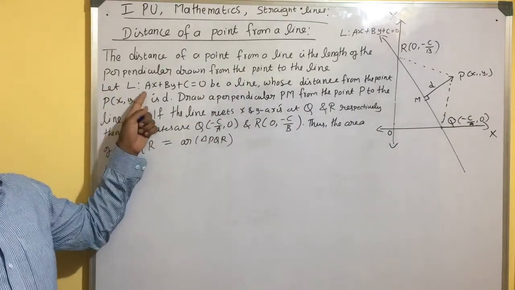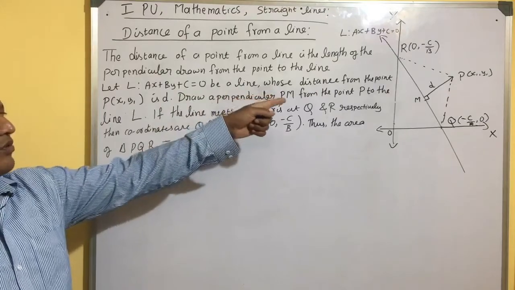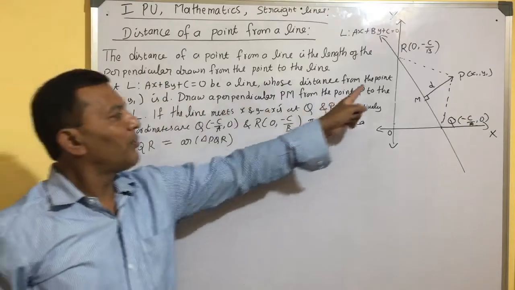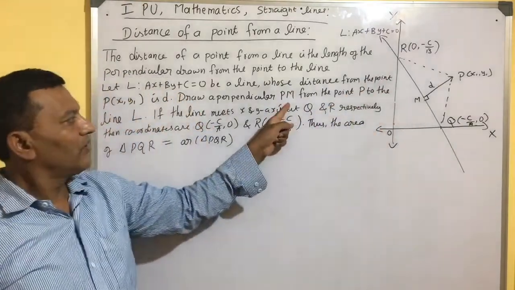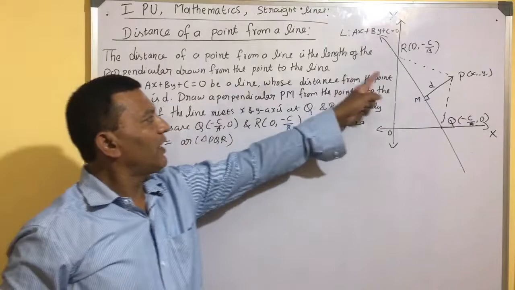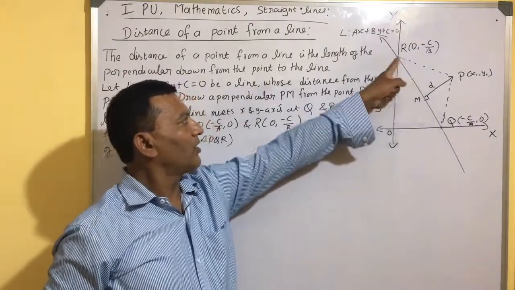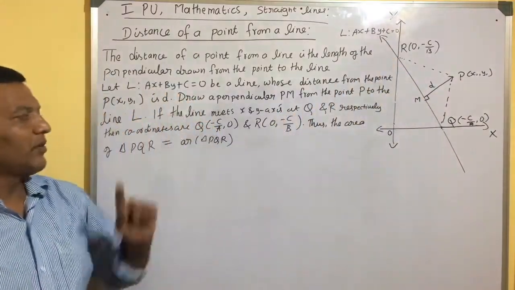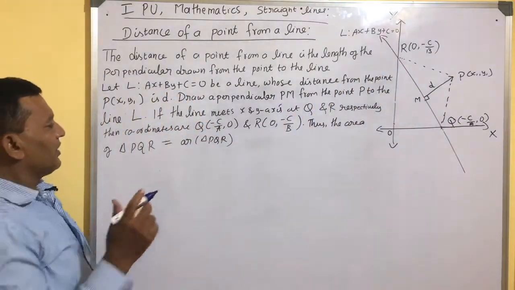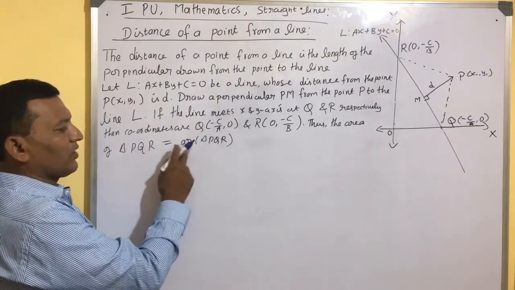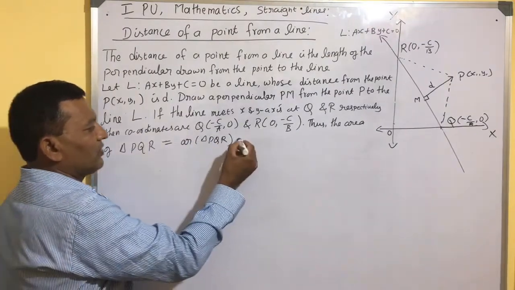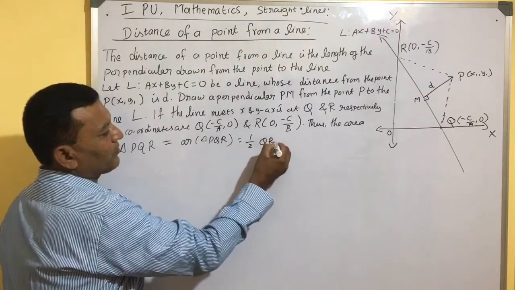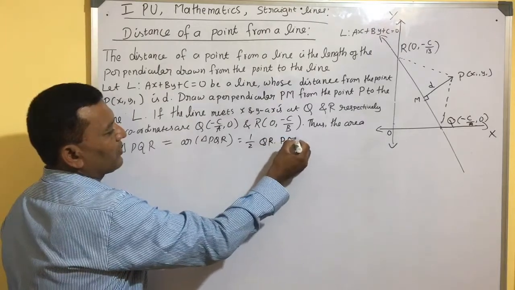Let L be ax plus by plus c is equal to 0, the line whose distance from the point P is d. Draw PM perpendicular to the line L. If the line meets the x and y axes at Q and R, then the coordinates of Q are minus c by a, 0, and R is 0, minus c by b. Now finding the area of triangle PQR, that is half into base into height. Base is QR, height is PM because that is the perpendicular.